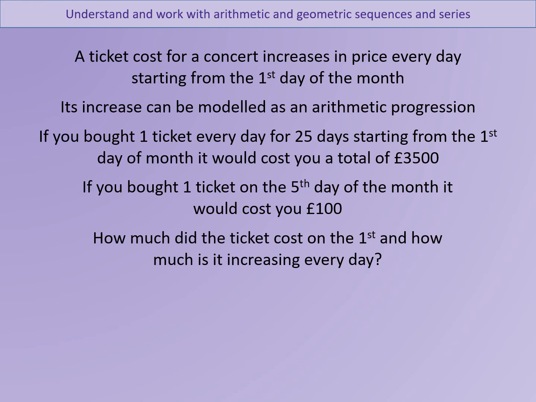We are told that if you bought a ticket every day for the first 25 days, starting from the first day of the month, the total cost would be £3,500. And we are also told that if we bought a ticket on just day number 5, you would spend £100. From this, we want to find how much the ticket was on the first day and how much it was increasing by every day.